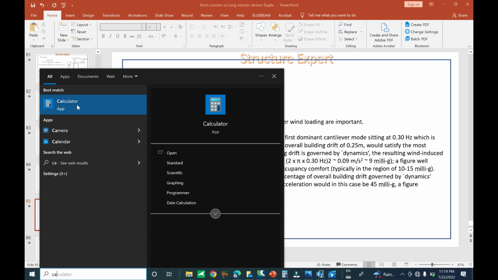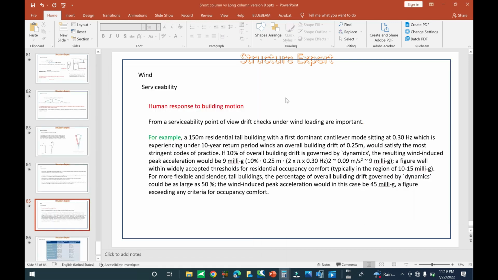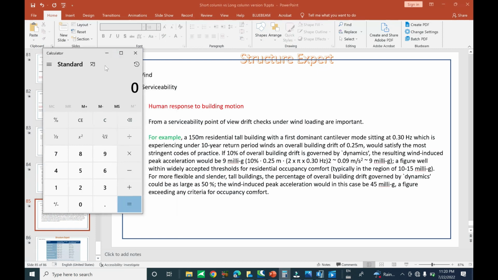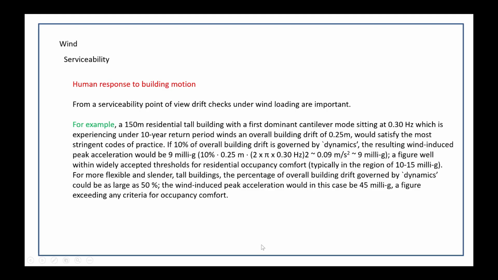Calculator. 0.1 multiply with 0.25, multiply with 2, multiply with pi, where pi is equal to 3.1416, multiply with the frequency 0.3, multiply with 2. So the value is 0.094. Yes, after you get the value, you have to compare it with the range.